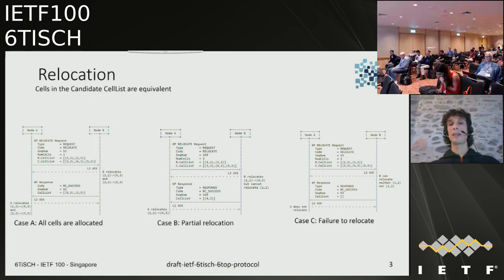And if we look, for example, at case A, where all the cells are relocated, we will see that there are two proposed cells, and the first one can be relocated to the last one in the candidate cell list, while the second one that needs to be relocated is relocated to the first one in the cell list. And this is just a decision of the implementation because all of them are equivalent. We have other examples like case B, where only one cell from the two that want to be relocated is relocated, or case C, when none of them can be relocated. And here we can see how the protocol works and what is the signaling we have. Next slide, please.